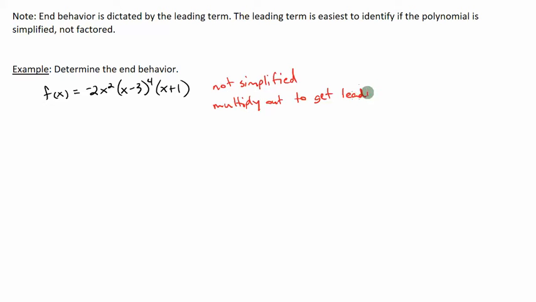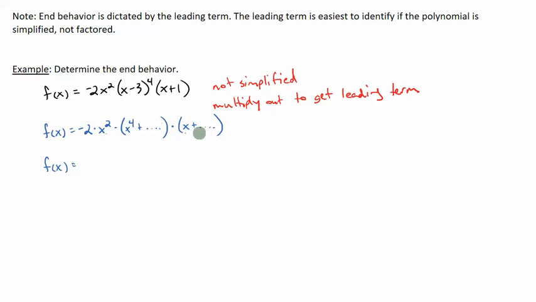Now luckily, since we're only interested in the leading term, we don't really have to multiply everything out. So if I were to multiply this out, it would look like this. I have negative 2 times x squared. And if I multiplied x minus 3 to the fourth out, that would give me x to the fourth plus some other stuff that I don't care about, times x plus that 1 I also don't care about. I just want the first term of each. Right? If I multiply x minus 3 by itself 4 times, the first term is going to be x to the fourth.